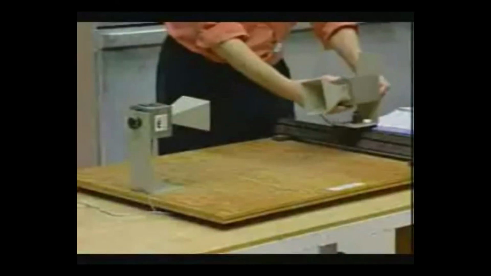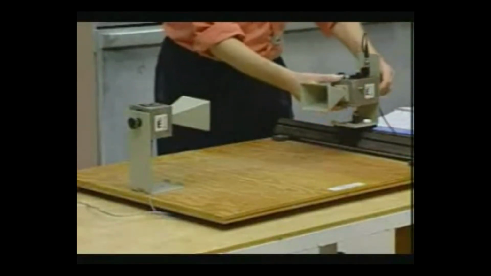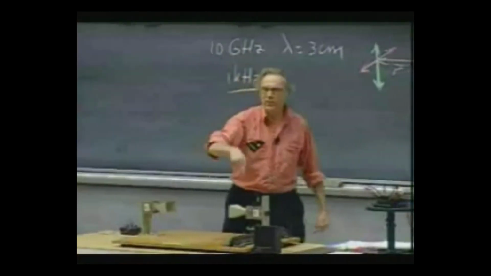So if I rotate this 90 degrees, there comes the signal back. So now the E field is like so, and the antenna receives it like so.